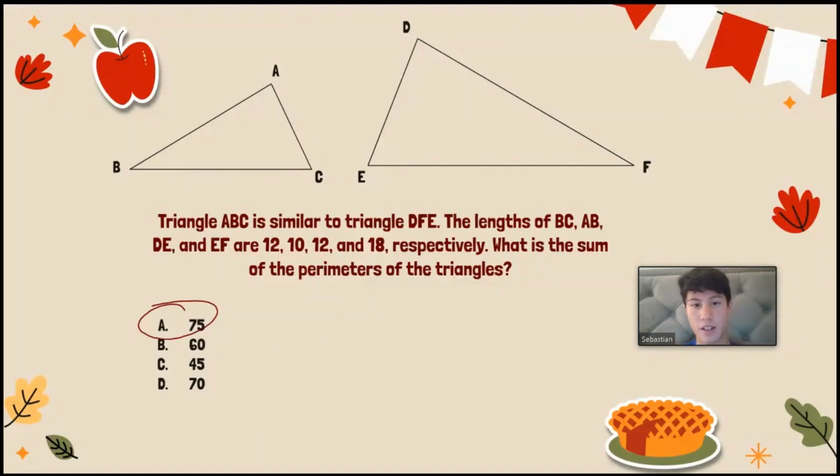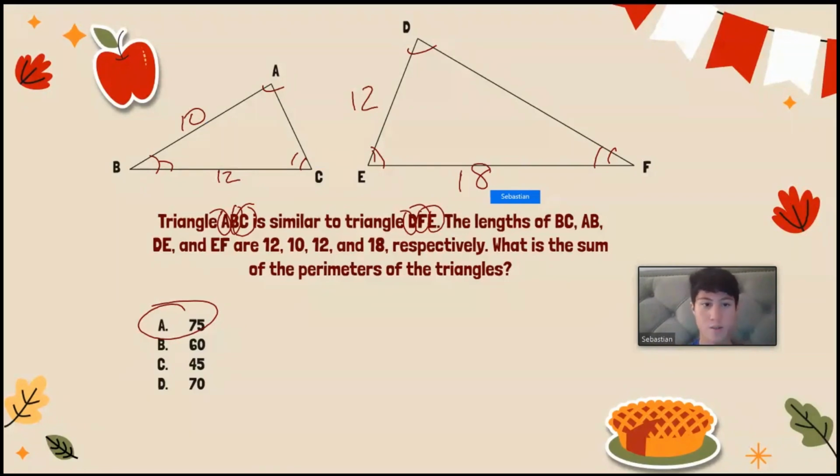So we need to make sure our angles are right. It says triangle ABC is similar to triangle DFE. So angle A and D will have the same measure. Angle B and F will have the same measure. And angle C and E will have the same measure. And now let's label our lengths. BC is 12. AB is 10. DE is 12. And EF is 18.